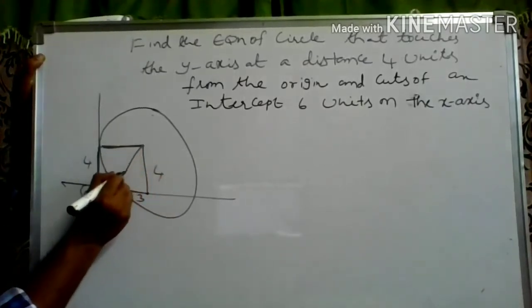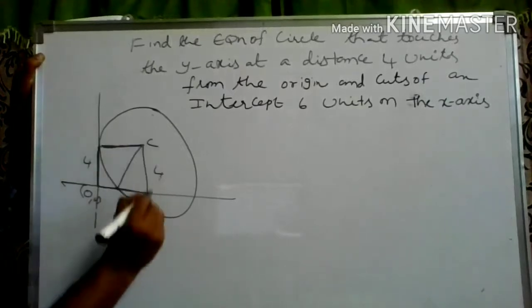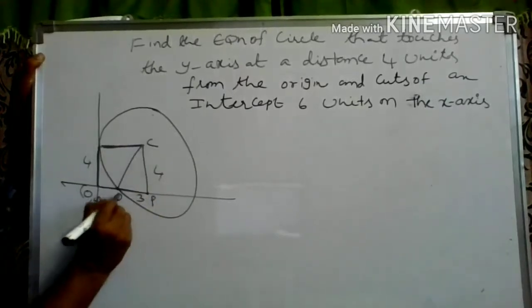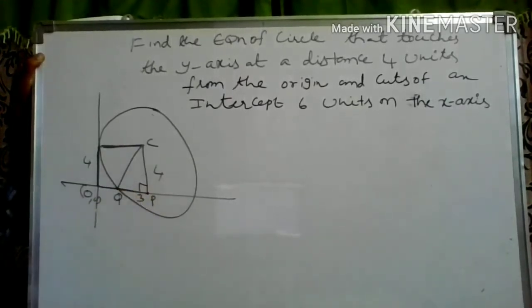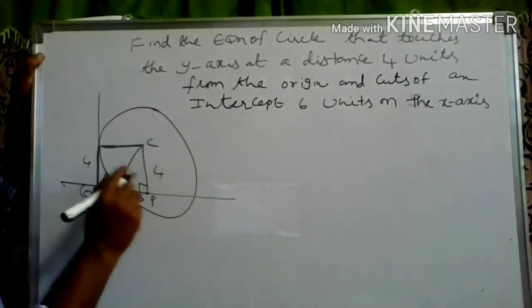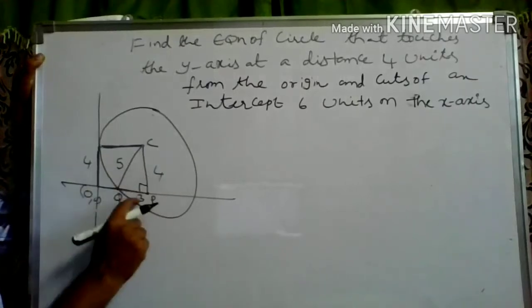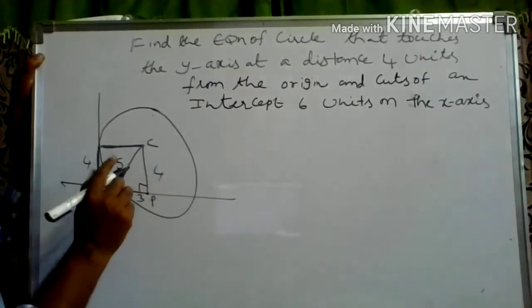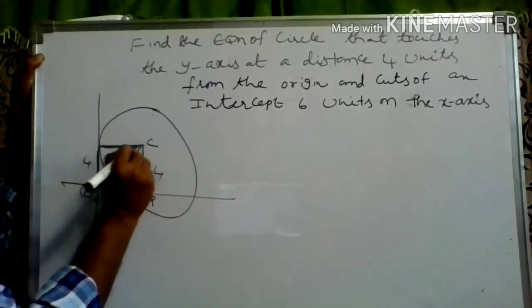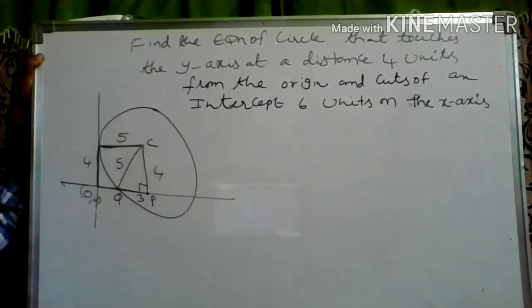Here, joining this one, suppose this is C, suppose this is P, this is Q. Students, here angle is 90 degrees. So 3, 4, this is 5, students. This is hypotenuse, 3, 4, 5. So radius is 5. This is also radius. This is 5.